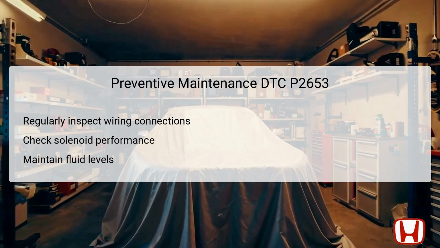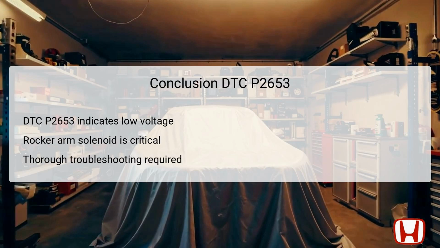By engaging in these preventive practices, vehicle owners can extend the lifespan of their engine components and significantly mitigate risks of performance issues related to variable valve timing. In conclusion, DTC P2653 represents a low-voltage condition within the rocker arm oil control solenoid circuit, a critical component for efficient engine performance in the Honda Accord 2017 to 2023.